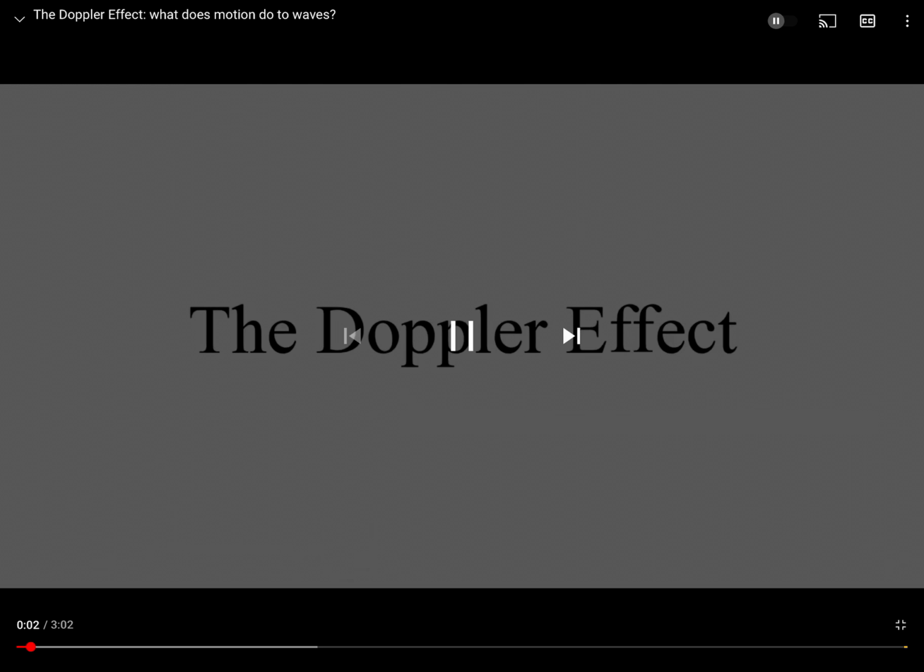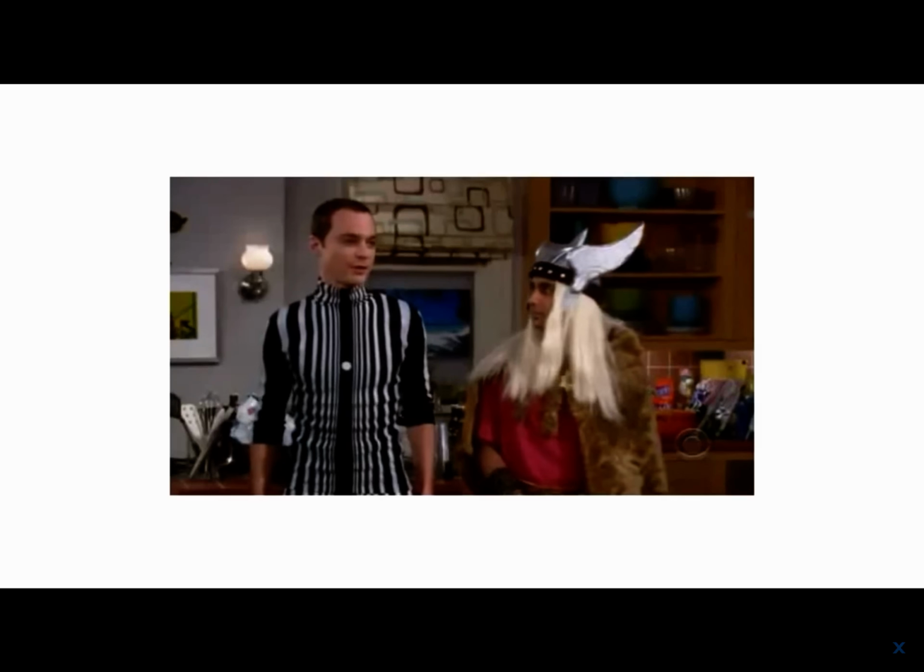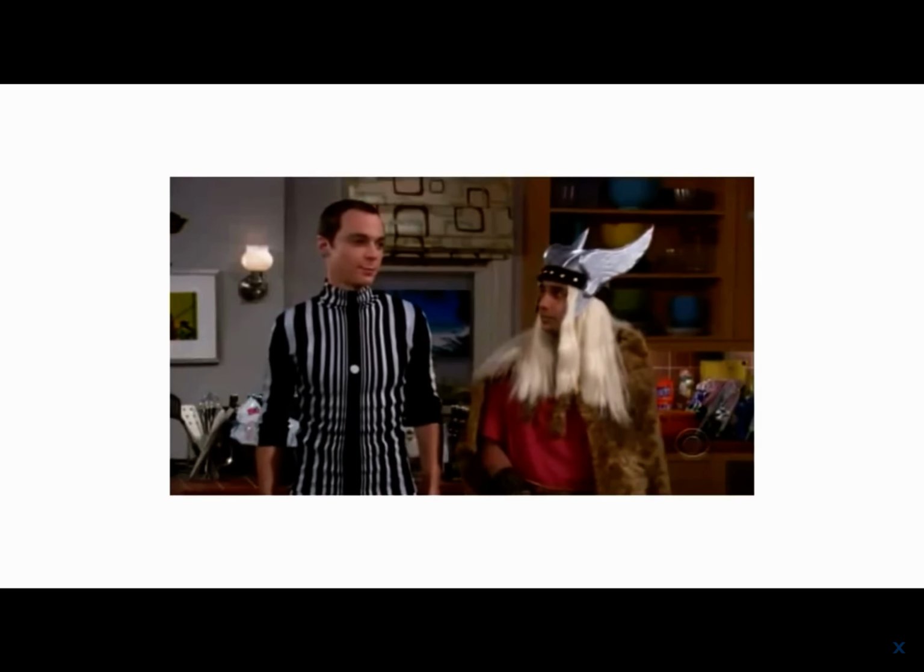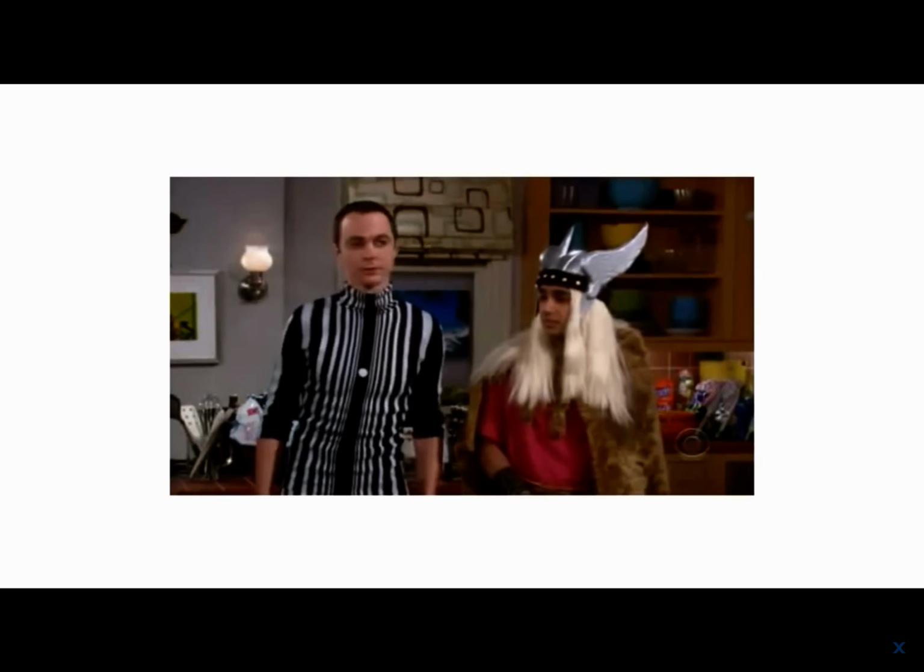Okay? The Doppler effect. In Sheldon's words, it's the apparent change in the frequency of a wave caused by relative motion between the source of the wave and the observer. The Doppler effect is perhaps best explained visually. So here's a thing that is emitting waves. It could be a fire truck emitting sound, it could be a star emitting light, it could be a duck creating ripples on a pond. Those are all waves, and they all look something like this.